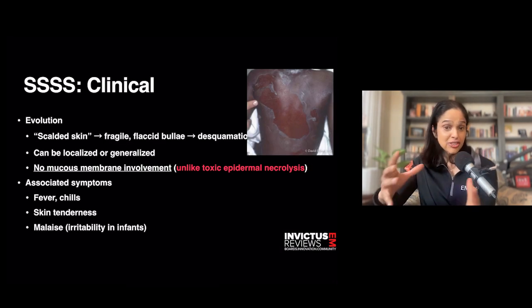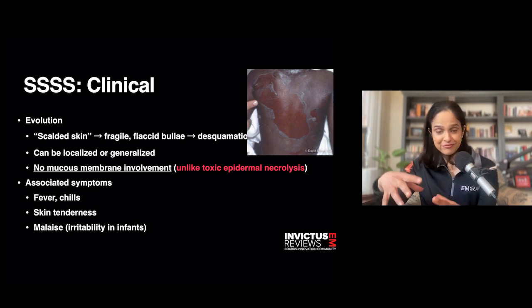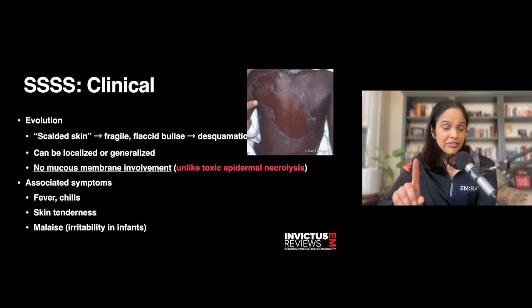So first they have the scalded skin. Now in this skin tone, you may not see it as scalded skin. In a child with lighter skin, you might see that it looks erythematous first, and that's where the name comes from. And then you're going to see very fragile bullae, then the desquamation. It can be just one part of the body, but when I've seen it, it's been more generalized.